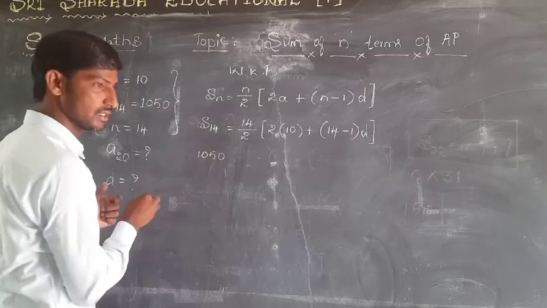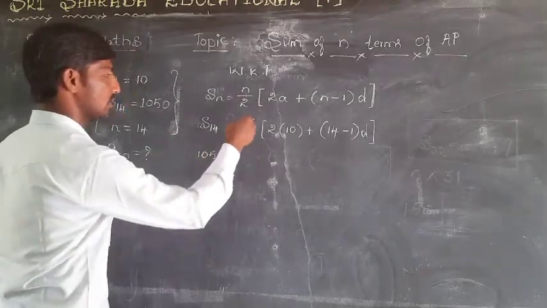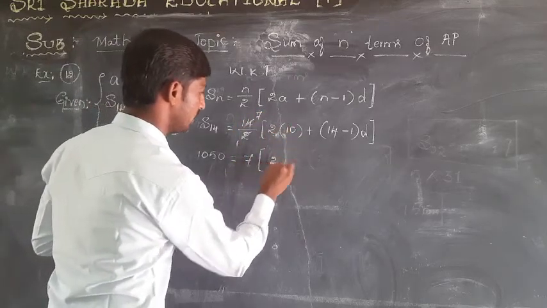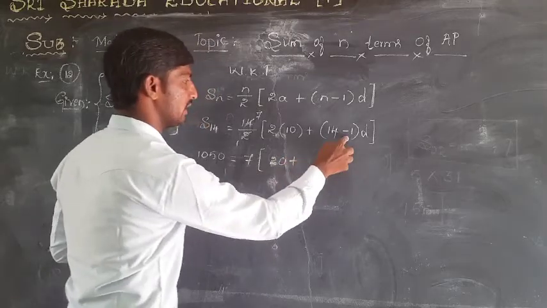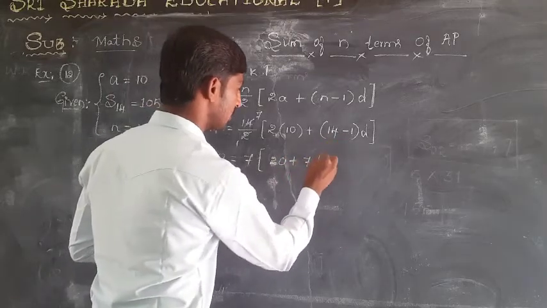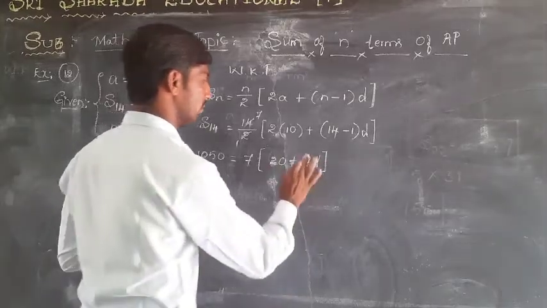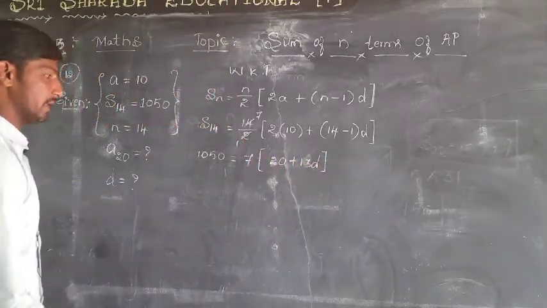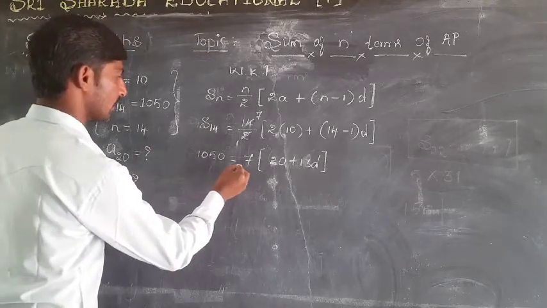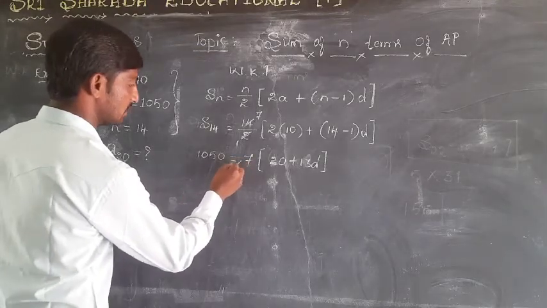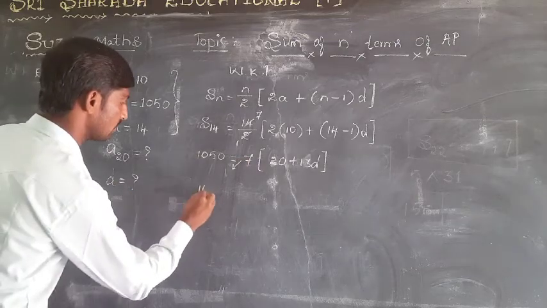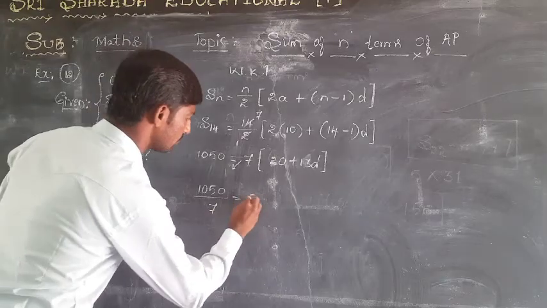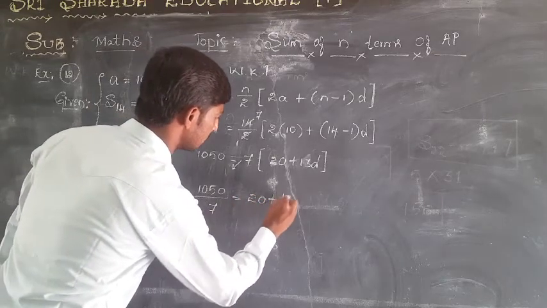1050. Is it right? 2 ones are 2, 2 sevens are 14, 2 tens are 20 plus 14 minus 1, it is 7 times of D. Sorry, 14 minus 1 it is 13, so 13D. Now according to cross multiplication, send that 7 down: 1050 divided by 7 is equal to 20 plus 13D.